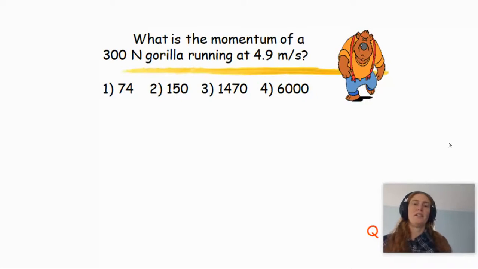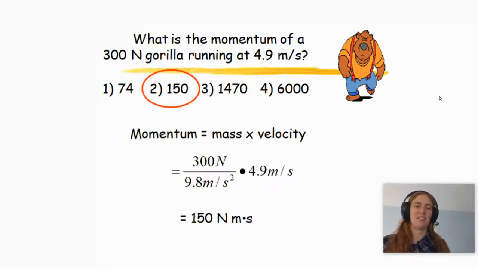All right, so what is the momentum of a 300 Newton gorilla running at 4.9 meters per second? Go ahead and pause this and calculate it. All right, so now that you've calculated, I want to point out this is a 300 Newton gorilla, not a 300 kilogram gorilla. If you just realized you did that wrong, go ahead and pause and do it again. Otherwise, I'm going to show you the answer.